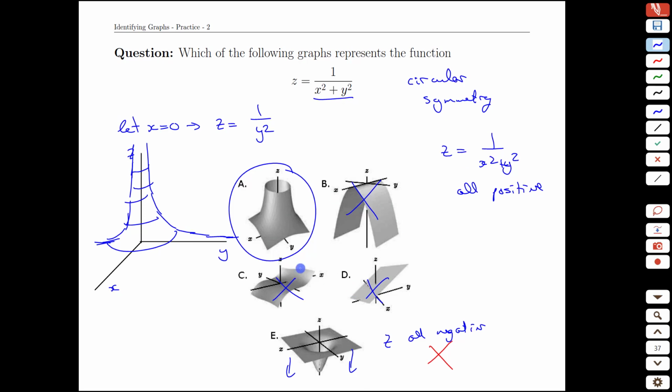You'll see in the practice problems a rich array of this matching formulas to graphs. The strategies we're looking at here, looking at the signs of z, looking at the circular symmetries, plugging in values, seeing what happens when x and y are 0 or x and y get large, those will allow you for sure to be able to identify or match formulas to graphs. It just takes a little bit of practice.